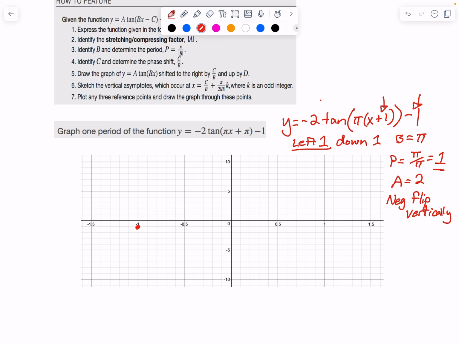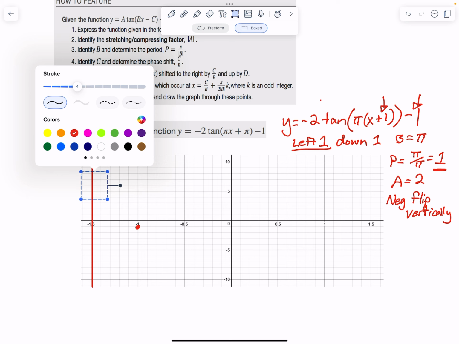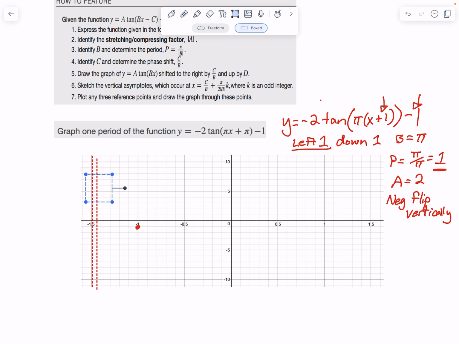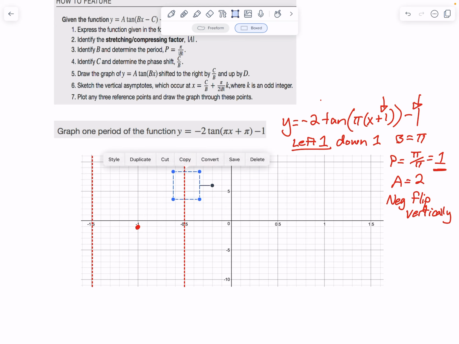My period is a 1. So I can see that that is going to be here. Make that a dotted line. So there's my first asymptote. There's my second asymptote.